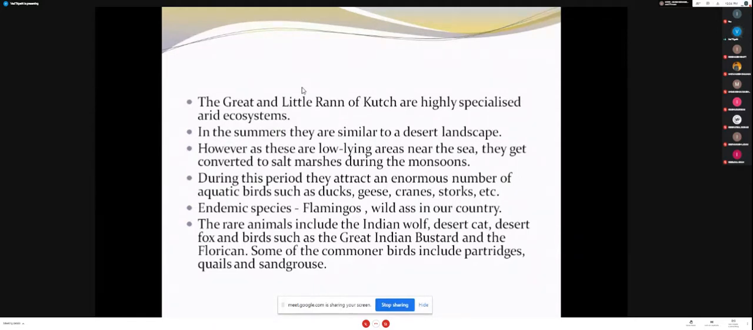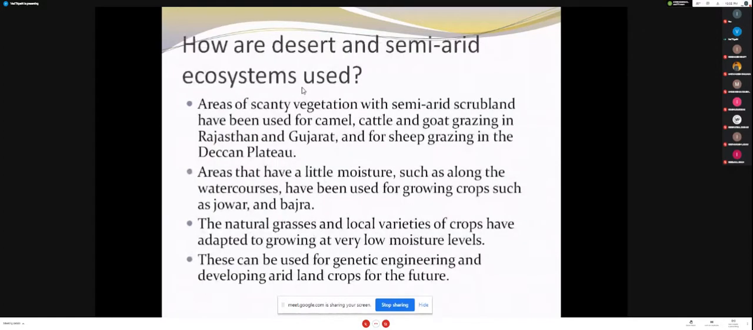Then there are some rare animals such as the Indian wolf, desert cat, desert fox, and birds such as the great Indian bustard and the floricans, which are supported by these desert ecosystems. Some other common birds are partridges and quails and sandgrouse. So these are the flora and fauna that are supported even in these kinds of conditions. And areas of scanty vegetation are utilized by camels, cattle, goats for grazing. And in the Deccan Plateau, even sheep utilize these ecosystems for their nourishment.